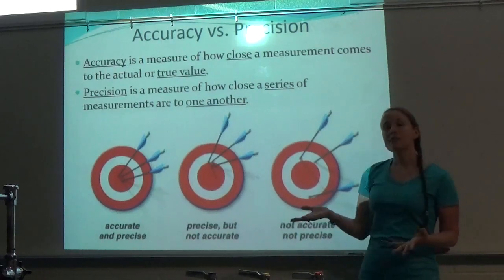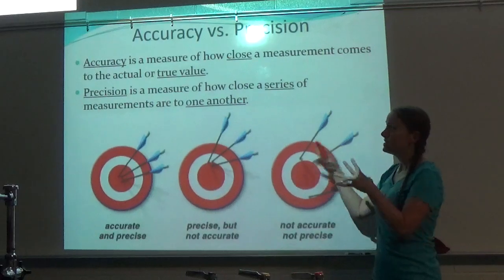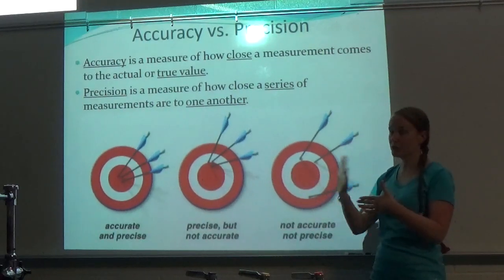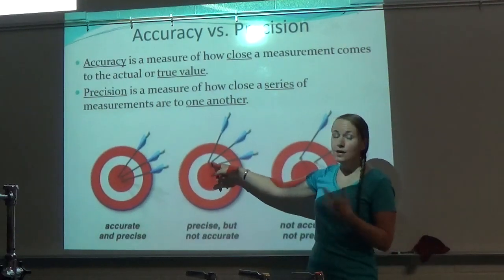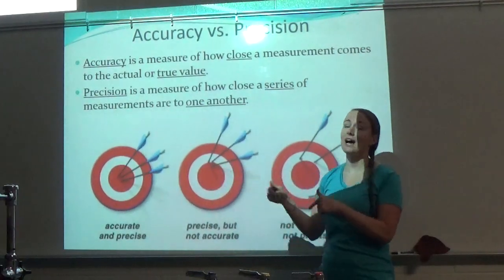All right, so that's the difference in accuracy and precision. Accuracy is how close you are to the true value. Precision is, can you get a repeated result? You do have the ability to be precise, get the same result over and over again, but still not have the right answer.